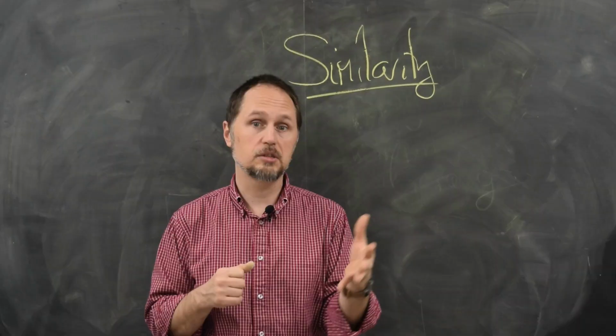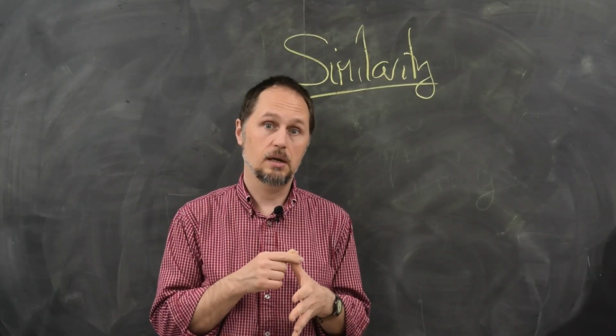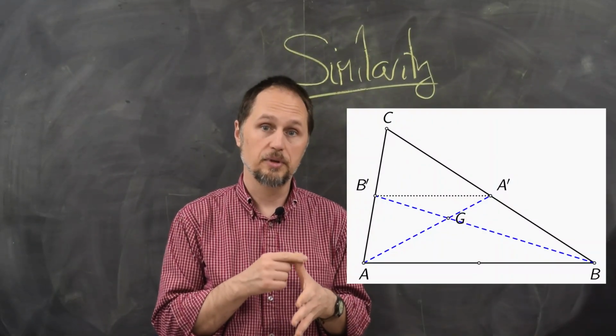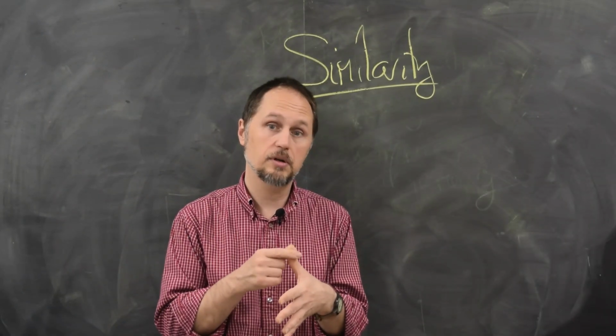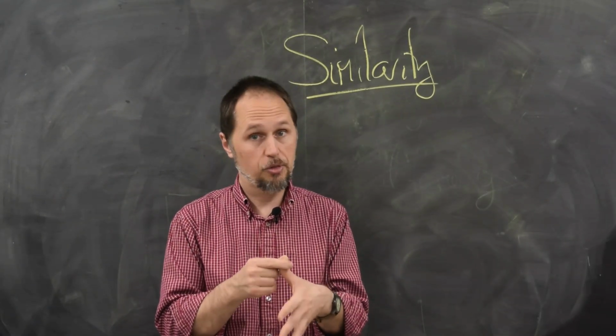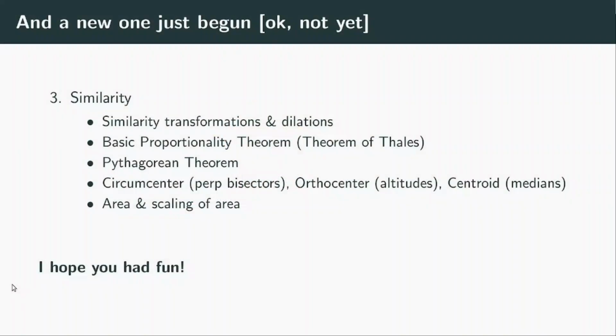And we also talked about the special points in a triangle, notably the circumcenter, where all 3 perpendicular bisectors are concurrent. We saw the orthocenter, the point of concurrence of the 3 altitudes. And we saw the centroid, which is the point of concurrence of the 3 medians. And then finally, this week, we've talked about how area scales under similarity transformations.